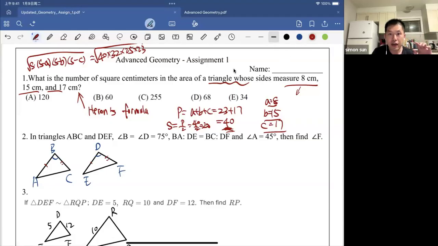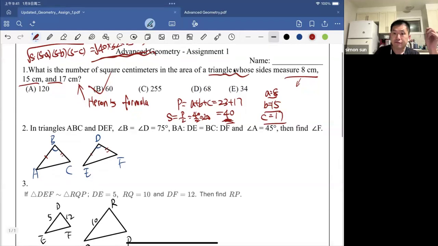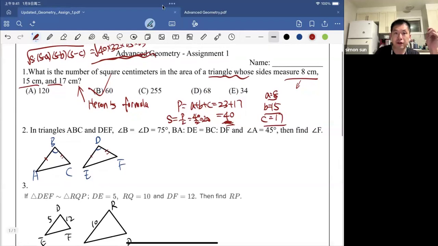So for this one, the answer will be B. You can directly use a calculator to calculate the final result, and we choose B as the right choice. The important thing about the formula is not how we calculate the square root of this number. Any questions regarding the first one?